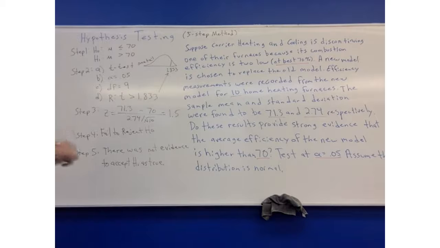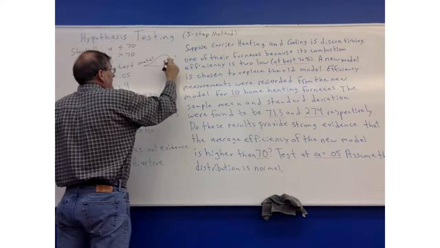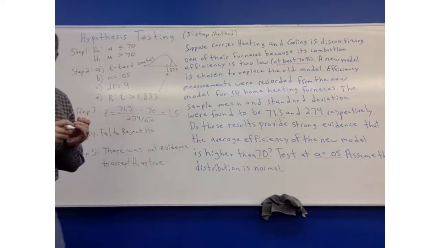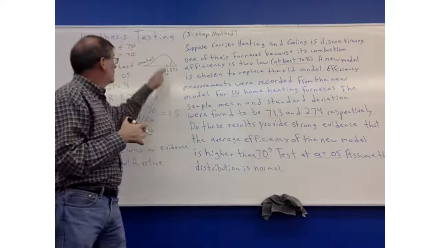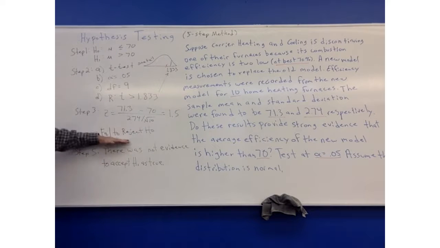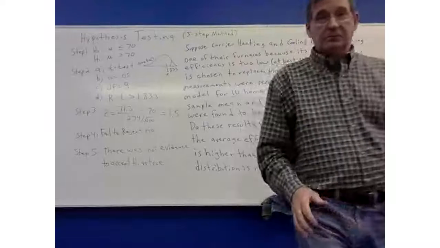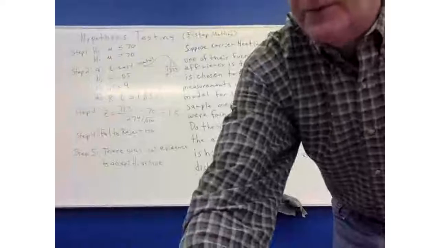So where does 1.5 land? And I'm going to put this in red. It is not in the rejection region. 1.5 is not. So what do we do? We fail to reject the null hypothesis. There was not evidence to accept H1 is true. Well, there's a t-test. I will put up a couple more problems, and then we'll be finished with chapter 8.